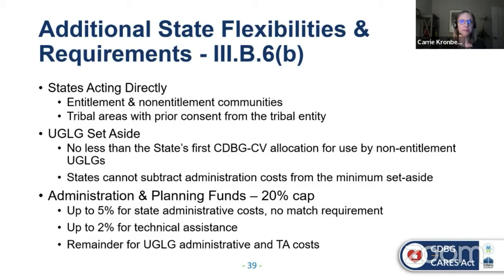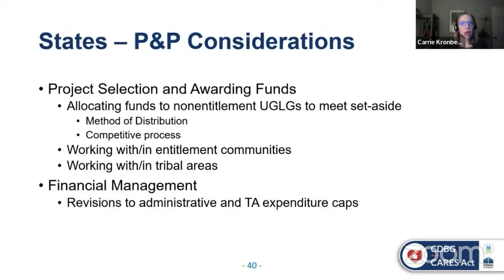So how would that impact a state's policies and procedures? It would, of course, impact project selection and awarding funds. So, need to ensure that there's a method to award that minimum set aside to non-entitlement UGLGs. So whether that's a method of distribution or a competitive process. And then also, states typically don't use regular CDBG in entitlement communities or tribal areas. So what's your policy and procedure on how you will do that? And then, of course, just the financial management procedure and ensuring that you acknowledge that the administration and TA caps are a little bit looser, but keep track of how you'll achieve compliance.